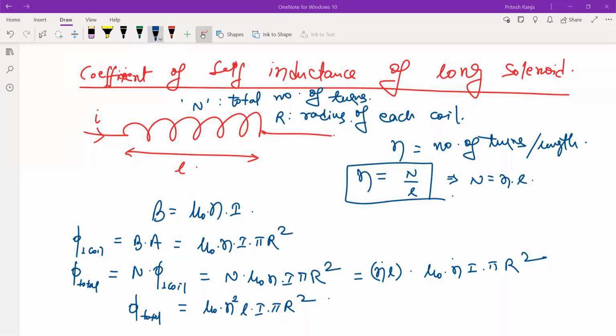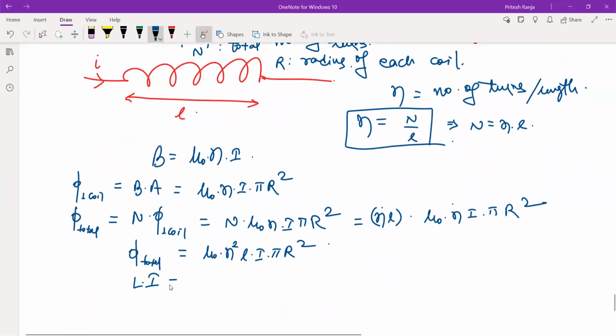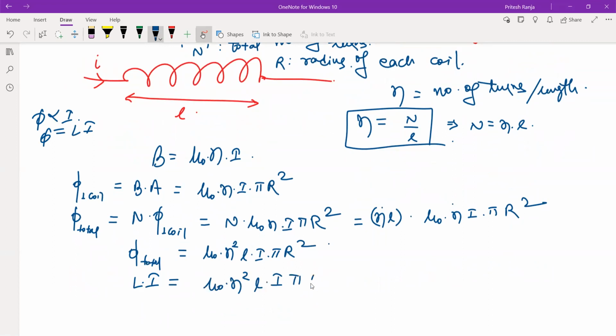And total flux, what is this? This is L into current I, right? We just now saw phi was directly proportional to current, so phi is equal to L into I. So mu naught n square L I pi r square. So from here we can find out L. ये I कट हो गया दोनों साइड से, तो L क्या मिला? म्यू नॉट n स्क्वायर L into pi r square.